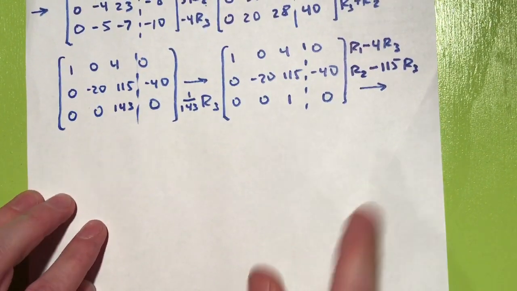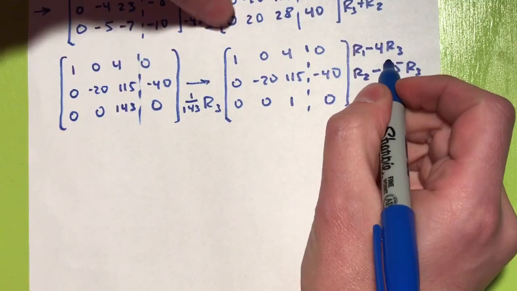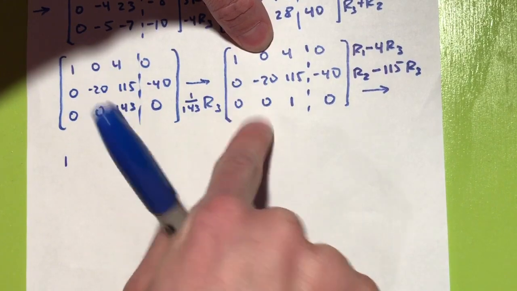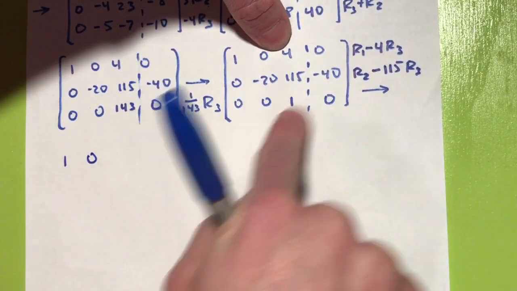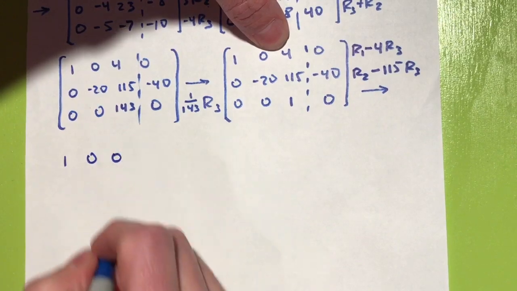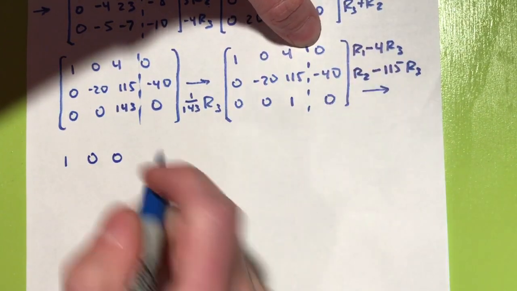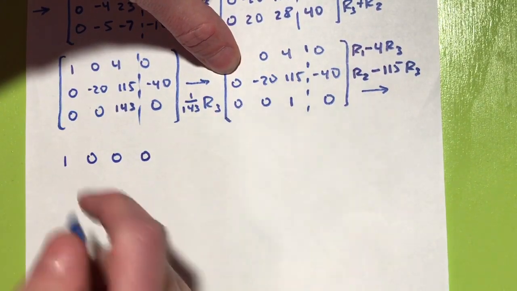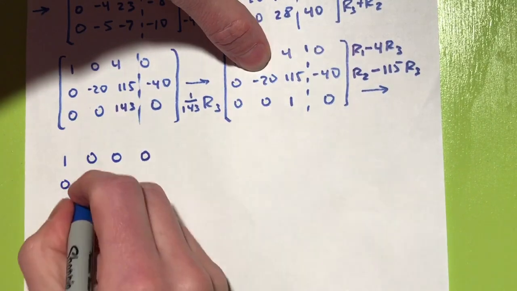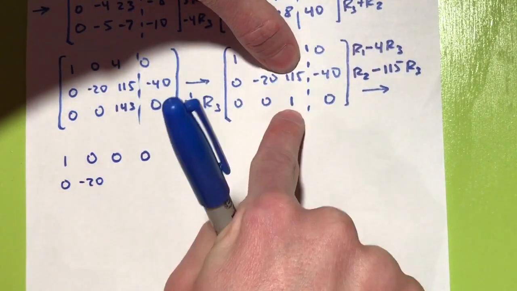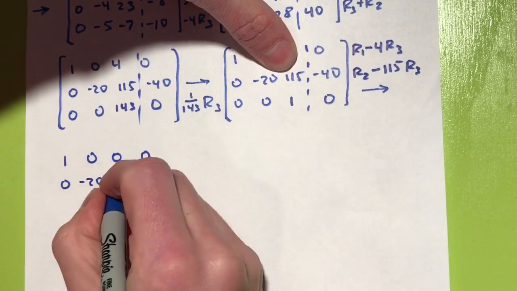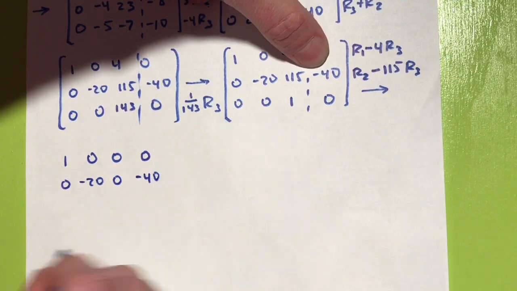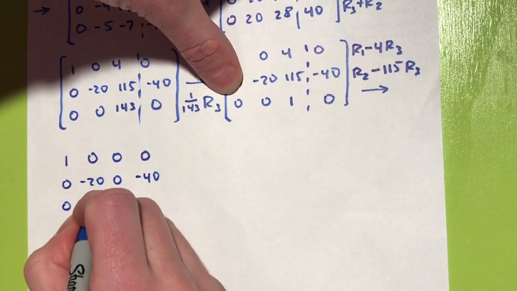Let's do that work. Row 1, subtract 4 times row 3. It's going to be 1 subtract 0, 1. 0 subtract 0. 4 subtract 4, giving us 0. And 0 subtract 0, keeping that 0. Row 2, we have 0 subtract 0. Negative 20 subtract 0. 115 subtract 115, 0. Negative 40 subtract 0, negative 40. And the third row stays the same.